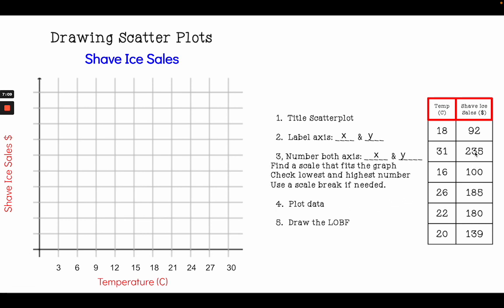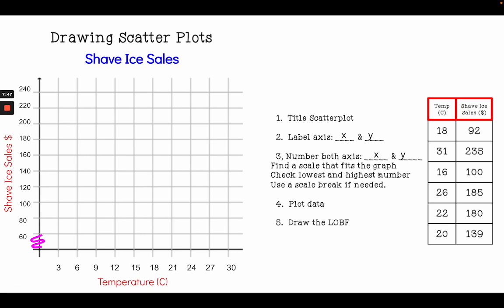And so I'm looking at my numbers, 235 down to 90. And I know that if I use a scale break here, I can start at 60 and just go up by 20s. So 60, 80, 100, 120, 140, 160, 180, 200, 220, 240. And I've gotten everything from 90 all the way to 235, because 90 is somewhere in here and 235 is somewhere in here. So I have encompassed my lowest and highest number.